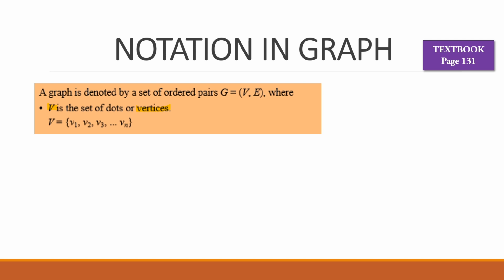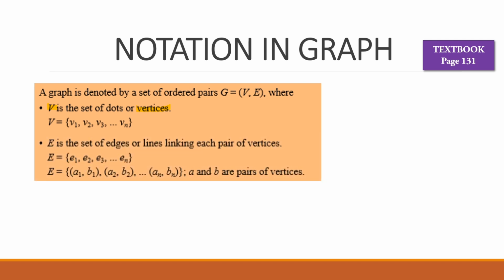So we write down V in the form of set notation. As you can see here, V is equal to {V1, V2, V3, and so on until the end}. What is E? E is the set of edges. E stands for edges, or lines linking each pair of vertices. So E is edges, V is vertices. E we also write in terms of set notation, and sometimes you can write it in ordered pairs: (A1, B1), (A2, B2), (An, Bn), and so on.